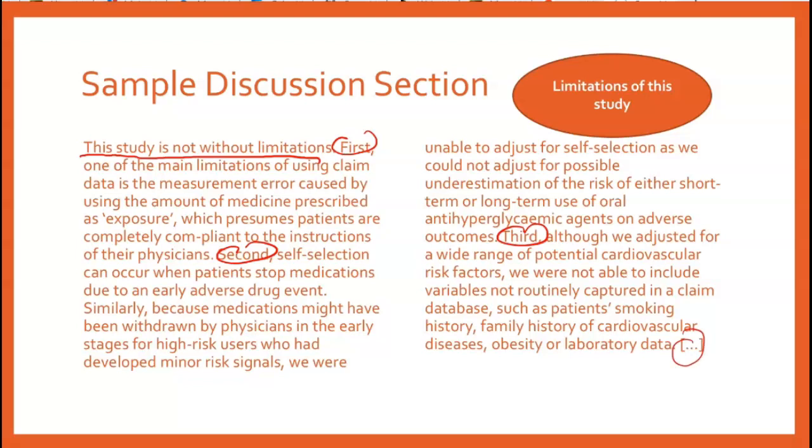Clearly organized. So first, this is one of the limitations. Second, this can occur. Third, and so on. Even though we adjusted for this, we were not able to include. So these authors are very open about what they weren't able to do.